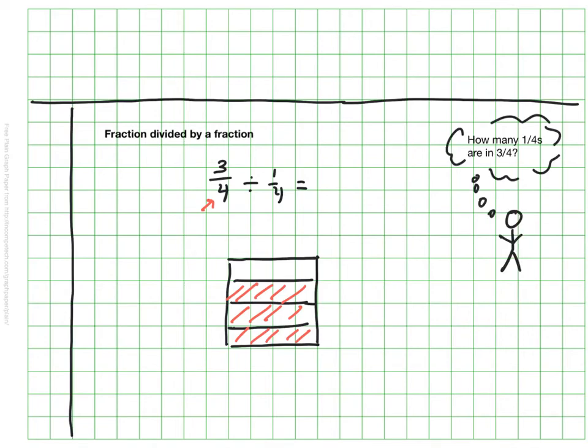Well, lucky for us, this has been cut into 4ths. So I can see here is 1 fourth. This whole row is a fourth. I see another fourth here and another fourth here. A fourth here, a fourth here, and so on. So that means there are 1, 2, 3, 3 fourths. My quotient would be 3. And that's pretty intuitive.